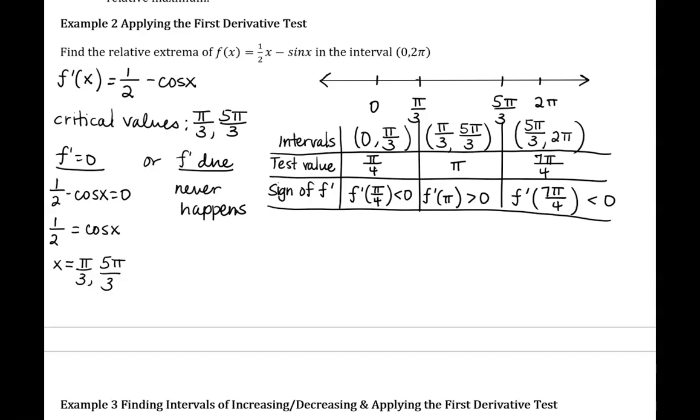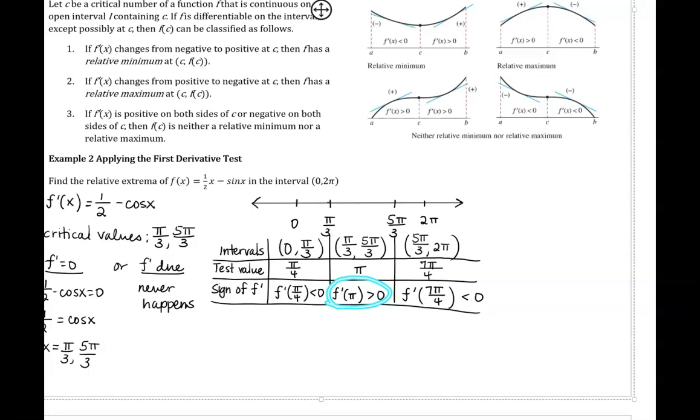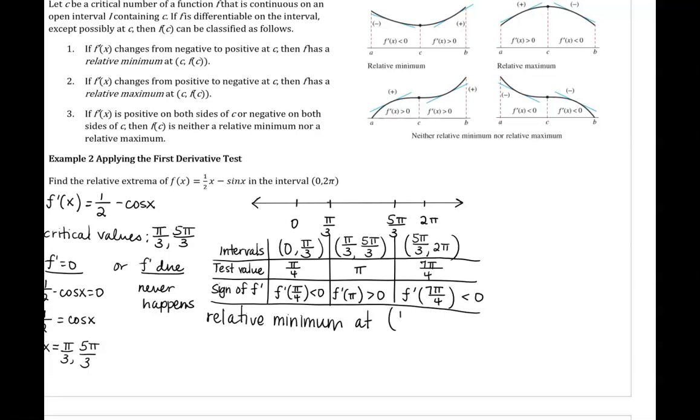And I'm not going to use a final row here for conclusion because I'm not really looking for where the function is increasing or decreasing. I want to know where this has a relative extrema. So what we're looking for, again, is a change in sign of the derivative. So in our table, we can see that the derivative went from negative to positive as it crossed over the critical value of pi over 3. Going from negative to positive, from decreasing to increasing, implies that there is a relative minimum when x is equal to pi over 3.